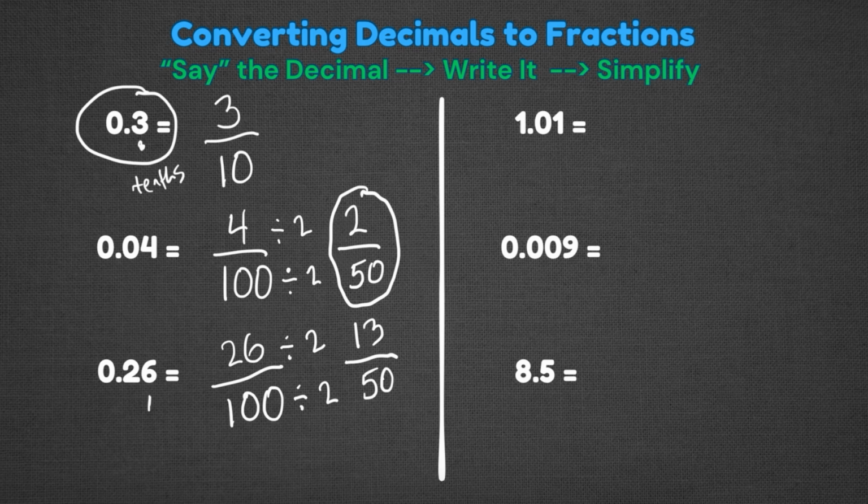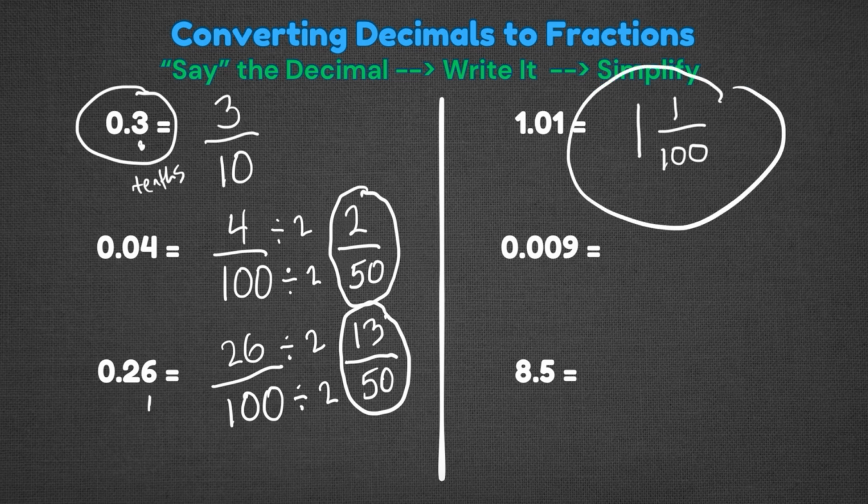Now I know that 13 is a prime number. That means it doesn't have any factors at all. So 13/50ths is where we're going to land. Moving on now, to say this number properly, you would say it 1 and 1/100th. That looks pretty simplified to me.